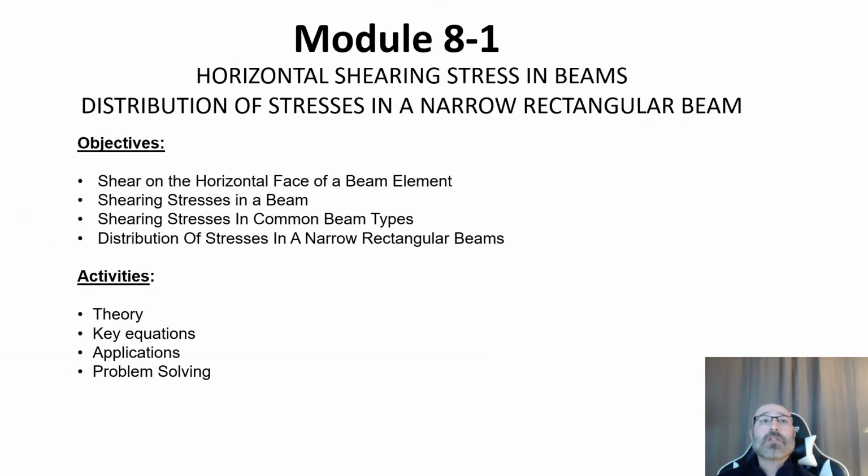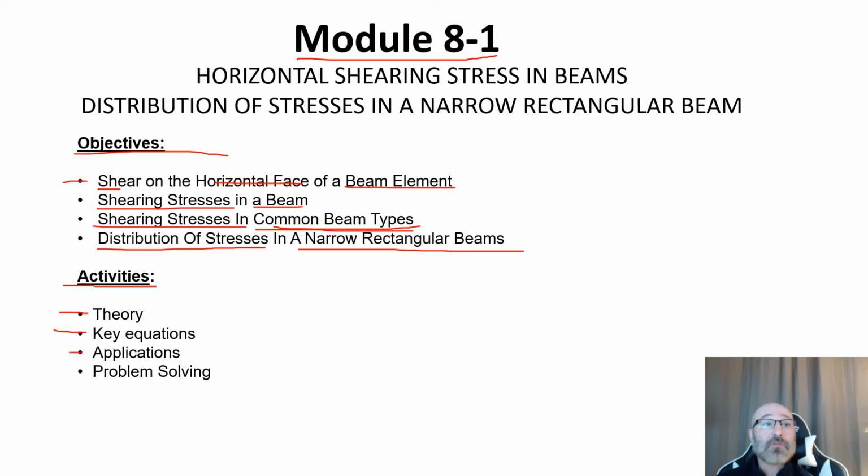So as we move on to Module 8.1, the first section for Module 8, we're going to take a look at horizontal shearing stresses in beams and the distribution of stresses in a narrow rectangular beam. So objectives within this: as we just mentioned, we take a look at first the shear on the horizontal face of a beam element, then move on to talking about shearing stresses in a beam, and then shearing stresses in common beam types. We'll look at what these common beam types are that we're going to be using and seeing in different problems. And then last, we're going to discuss the distribution of stresses in a narrow rectangular beam. So within this module, we're going to go over some of the key theory, talk about the governing equations, go through some practical applications, and then do out some actual problems.